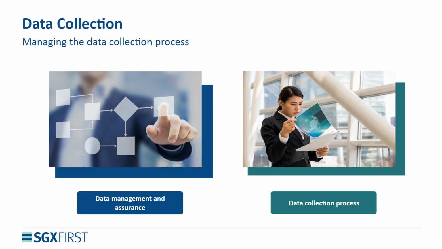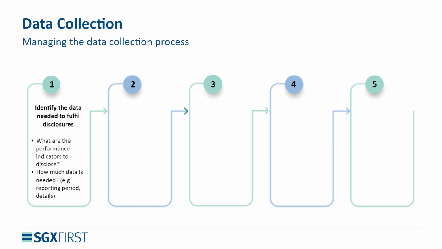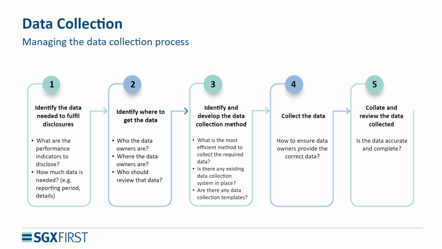Data collection is a process that is critical in sustainability reporting. A robust data collection is also critical. An approach that an organization can adopt to collect data can be summarized into 5 steps, namely: 1. Identify the data needed to fulfill disclosures. 2. Identify where to get the data. 3. Identify and develop the data collection method. 4. Collect the data. And, lastly, collate and review the data collected.